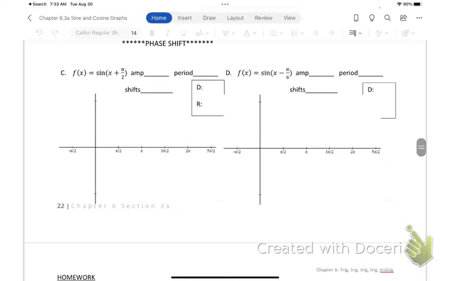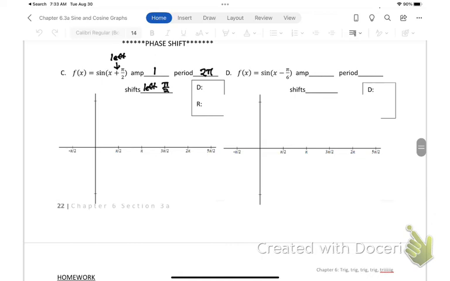So my example is I have sine of x plus pi over 2. What number's in front of sine? 1 is there. So that means our amplitude is 1. Our period is still 2 pi. However, we're going to shift this. And because it's positive, we're going to go left. So we're going to go left pi over 2 units.